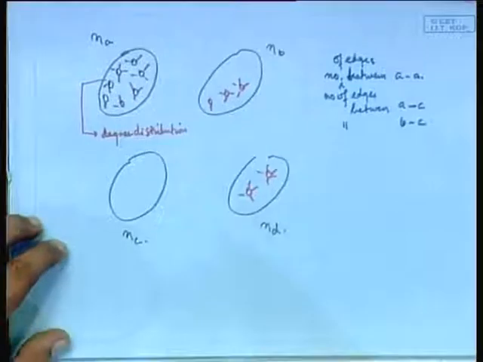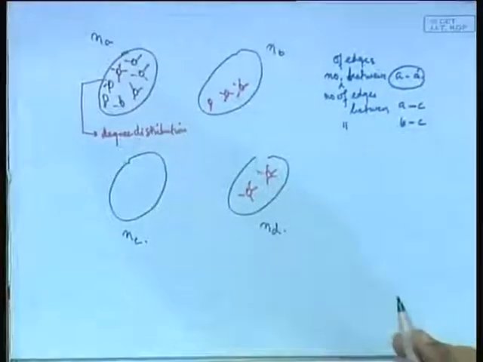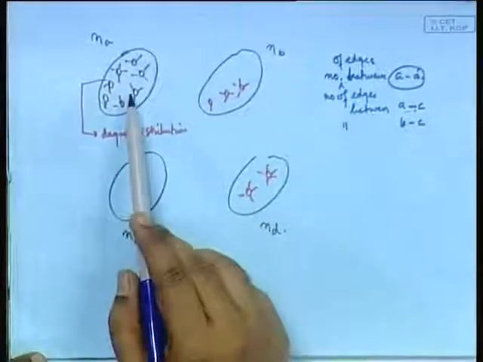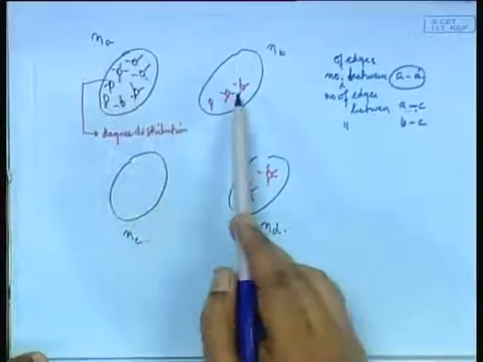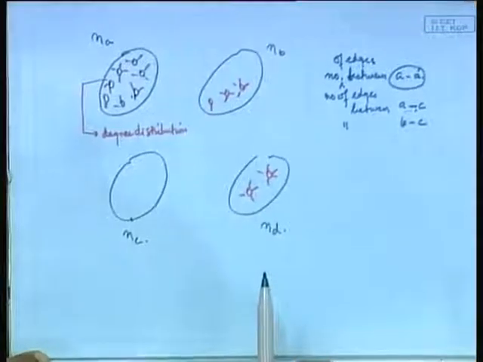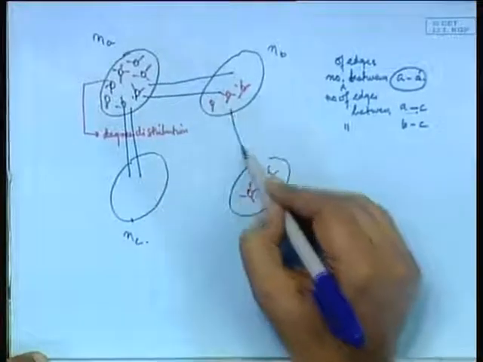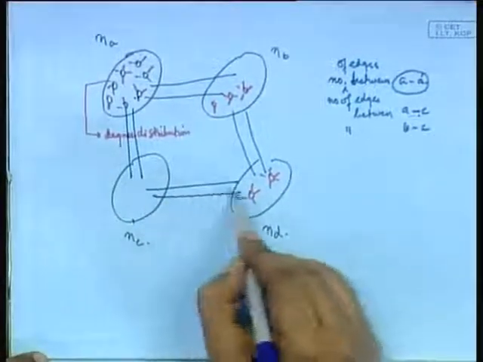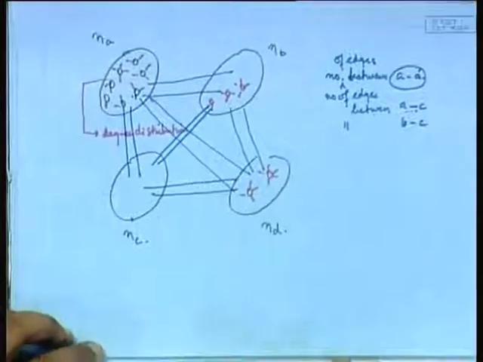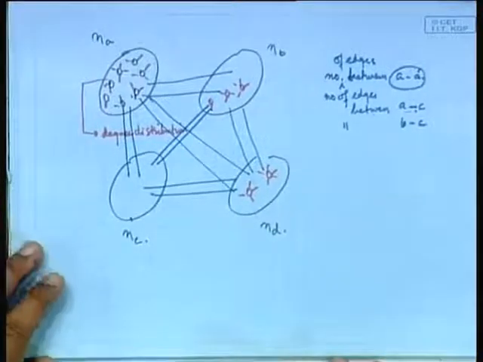So, now what will you do? Simply for this number of times you will pick two nodes from A and join them. For this number of times you will pick one node from A and one node from C and join them, okay, and accordingly you will have the associative clustered network, okay.